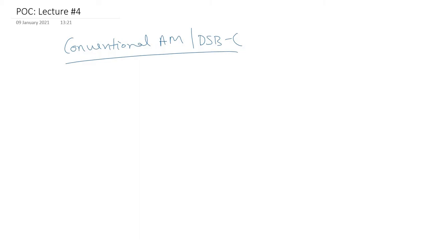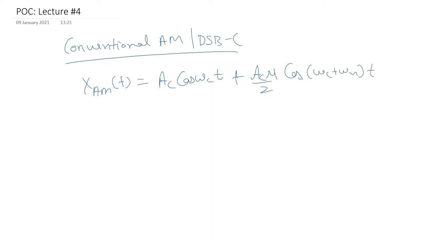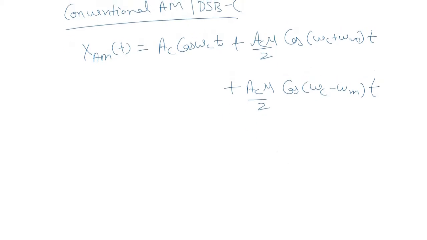So we have seen the standard expression for a conventional amplitude modulated signal is something like this. It has three components: the carrier component Ac cos(omega_c t), plus the upper sideband, which is Ac mu by 2 cos of (omega_c plus omega_m) t, plus the lower sideband Ac mu by 2 cos of (omega_c minus omega_m) t. So these are the three components present in the conventional AM or DSB-C type of signal. Now let us see the important parameters associated with such a modulated signal.